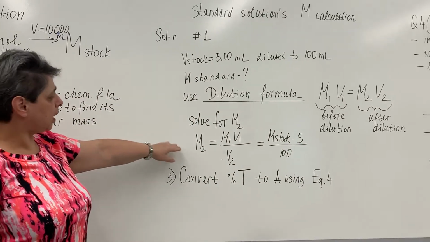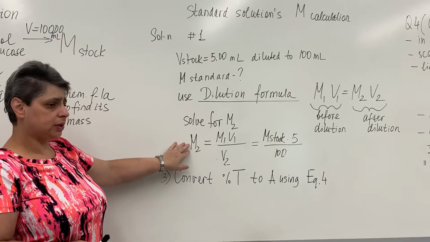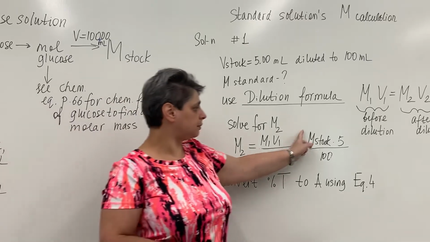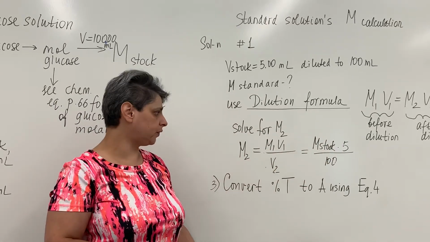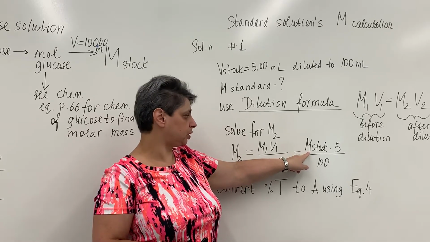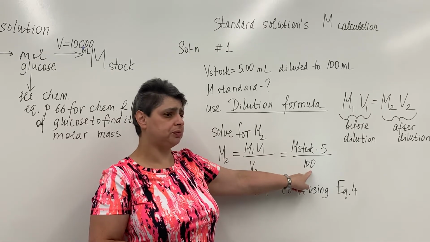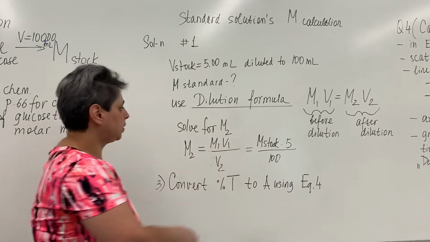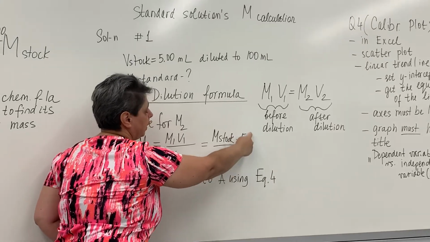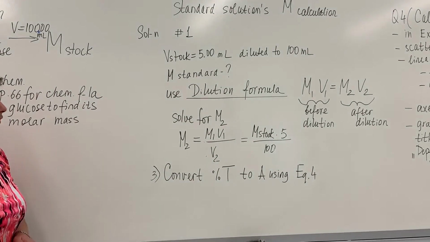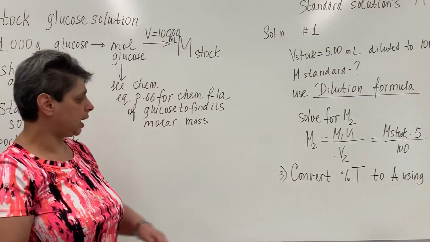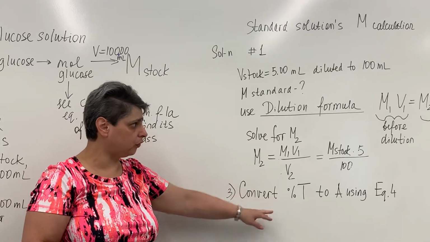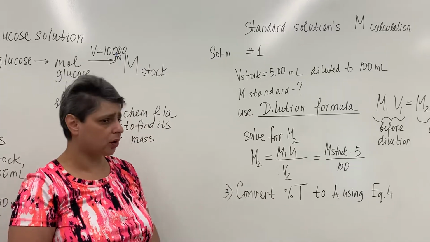So then I'm going to calculate M2 for each of the standards given in the table. Remember, each time M1 is going to be the same for all of them because the same stock solution is being diluted, and V2 is going to be the same because every time 100 milliliters of standard is being made. The only thing that will be varying is your V1 value. So once you have all the concentrations of the standards and you've calculated absorbances from percent transmittance values using equation 4, you're ready to make the calibration graph.